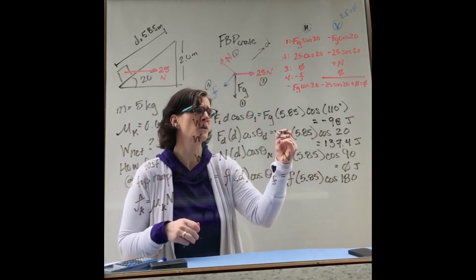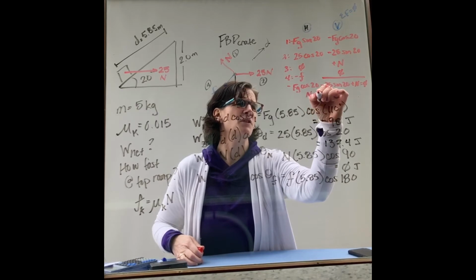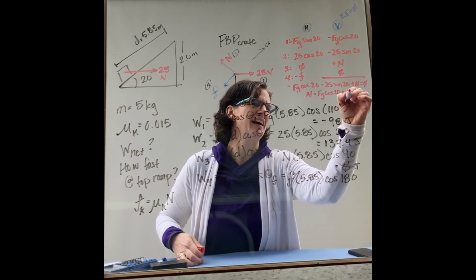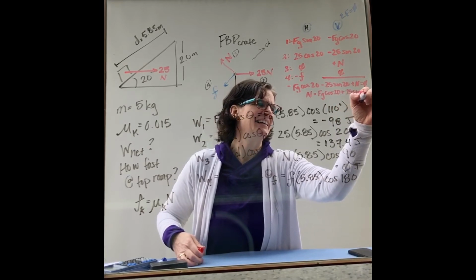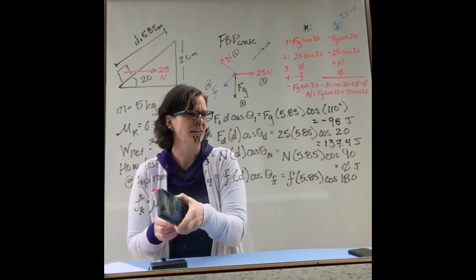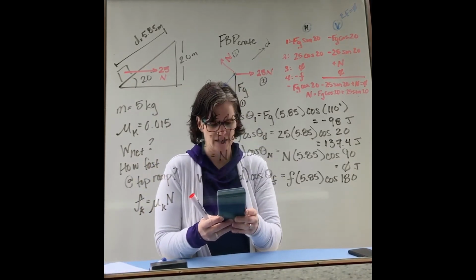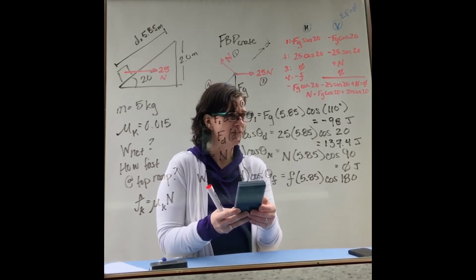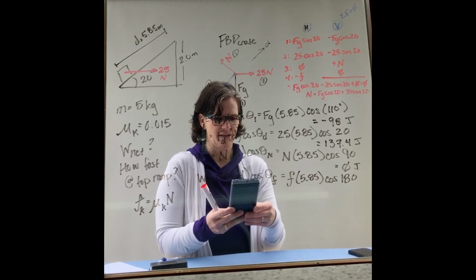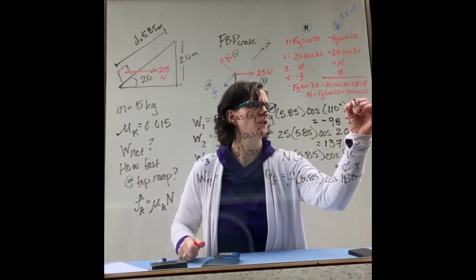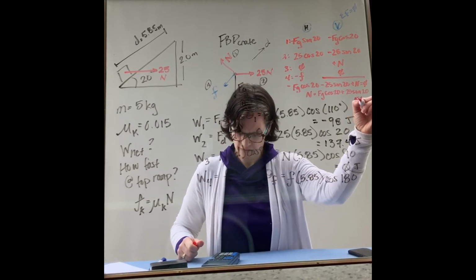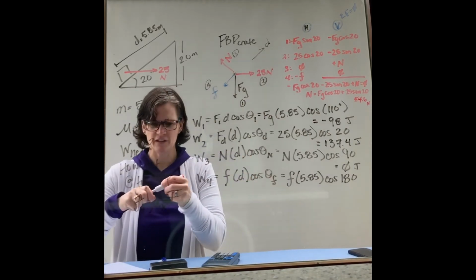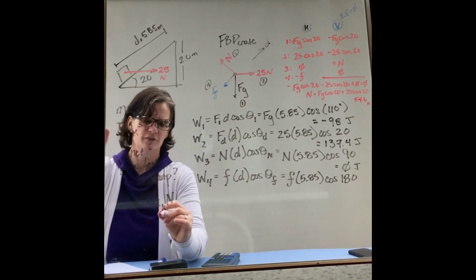So that means my normal force is equal to the force of gravity times the cosine of 20 plus 25 times the sine of 20. And so if we figure out what that equates to, we have 5 times 9.8 times the cosine of 20 plus 25 times the sine of 20. And we find that our normal force is 54.6 newtons.